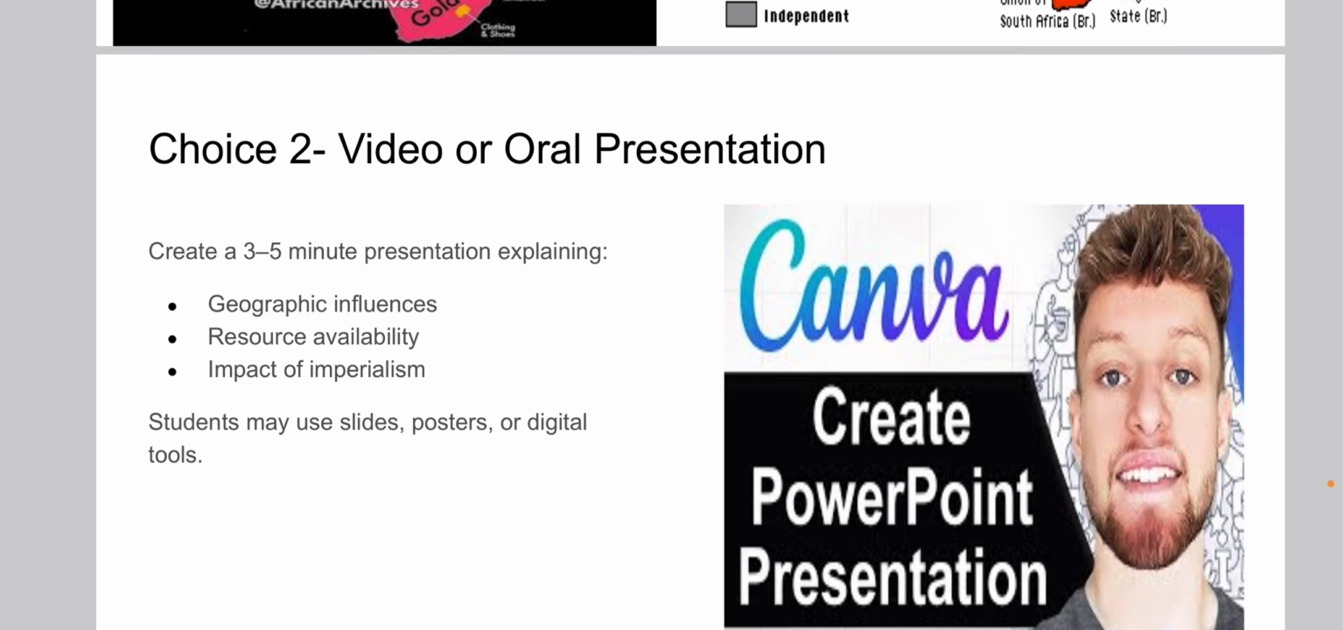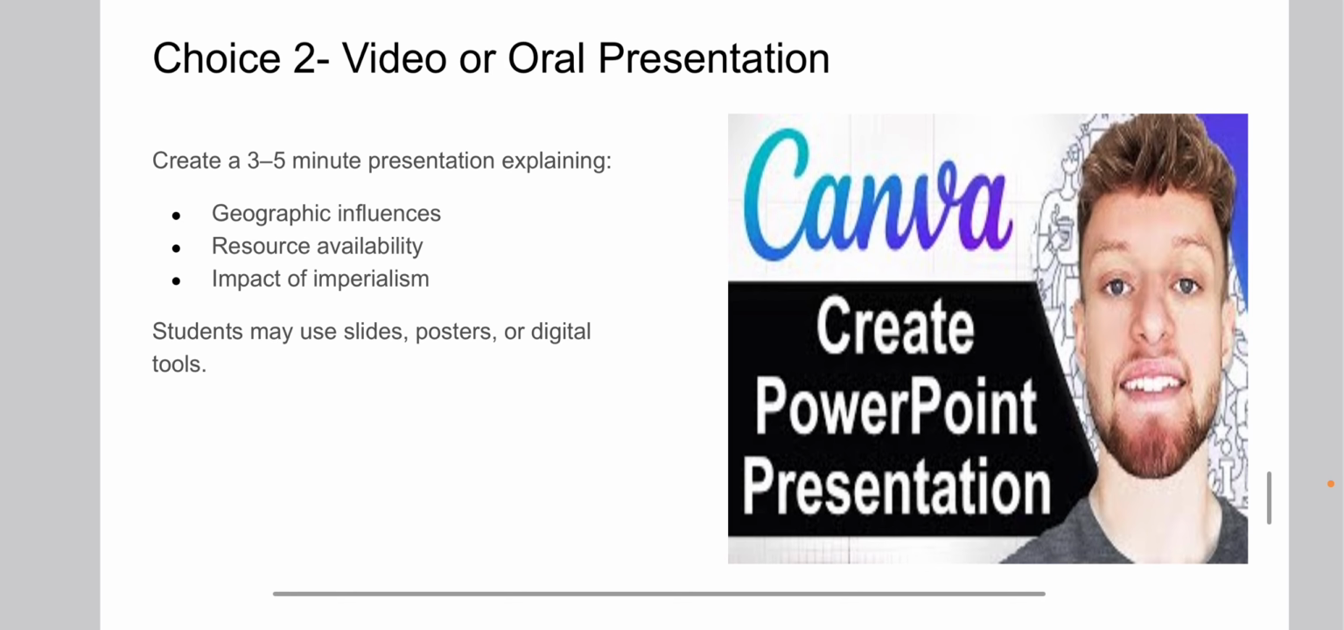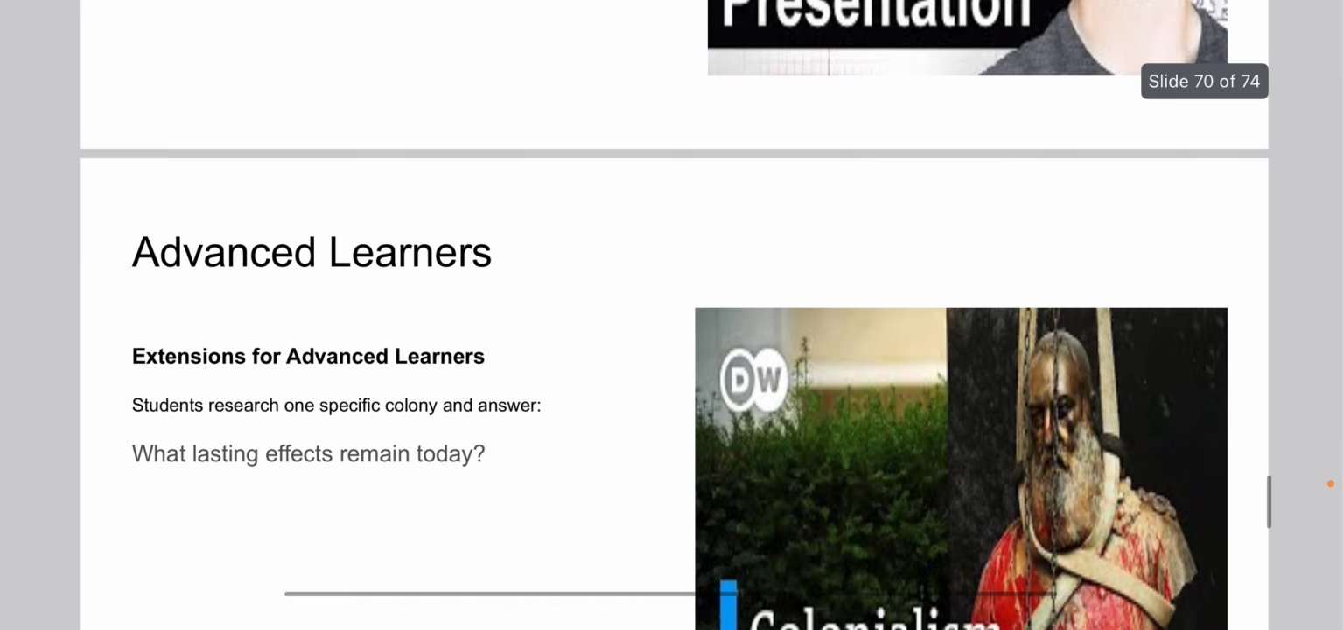Choice 2 will consist of a video or oral presentation, and they're going to create a 3 to 5 minute presentation explaining geographic influences, resource availability, impact of imperialism, and they can use slides, posters, or digital tools. I also have a Canva video, which explains how to create a PowerPoint presentation on Canva.